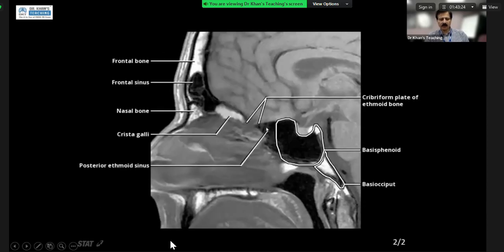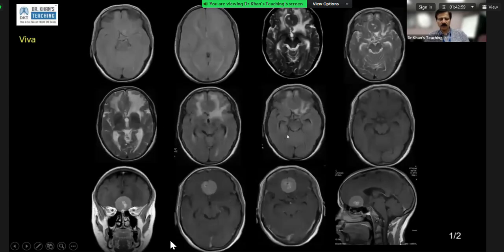On an MR, this is what I was talking about, that this is a sort of a landmark, the crista galli, because it has a lot of fatty marrow. It will be high signal, and there will be some surrounding fat. So the crista galli is high signal. Similarly, the clivus is high signal. And this, of course, is the pituitary. And this is the cribriform plate of the ethmoid.